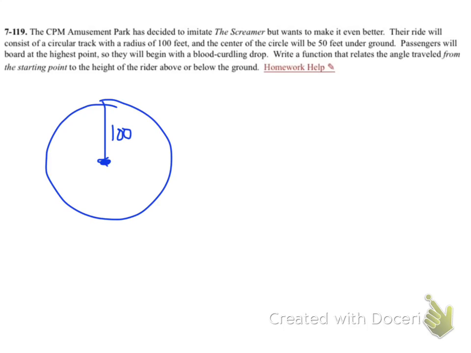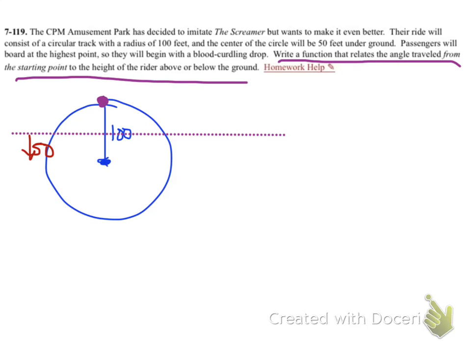So if the ground level would be about here, this would then be down 50 feet. It also states that passengers are going to be boarding from the top right here. So what this would look like if we're writing a function, as it states here, from the starting point to the height of the rider.